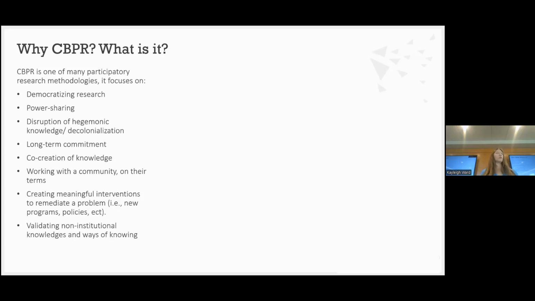We also see a lot of co-creation of knowledge in CBPR research designs. As a result, it can be a much longer process, but I think there are lots of benefits to that. You create what is valid knowledge within academia, but you also create valid knowledge within the community. That's really important because, as I said before, there were a lot of efforts to minimize the ways of knowing of people in the community.